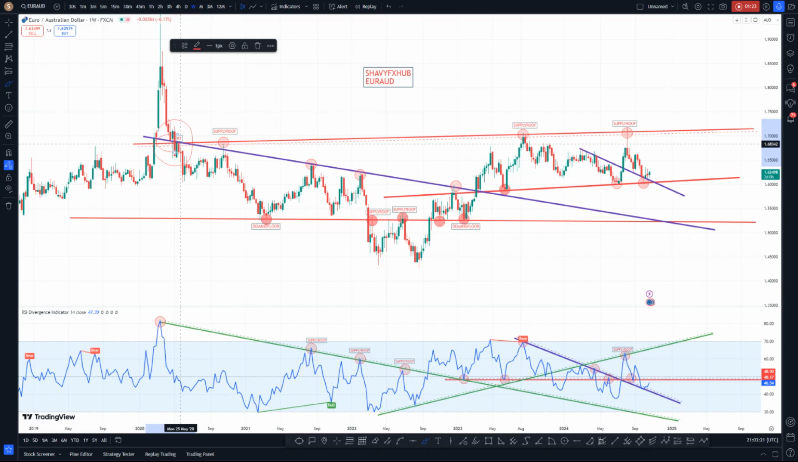This is the same resistance structure on a horizontal resistance. This is a horizontal resistance, right? So now when price came to this level, it got rejected again. Then we got another rejection and formed a descending trend line. So what informed this descending trend line is the price action from here.